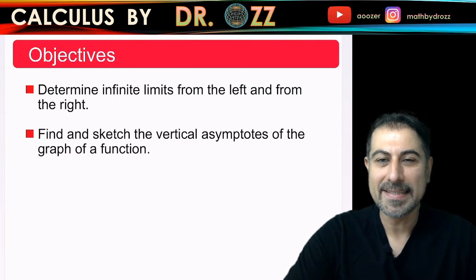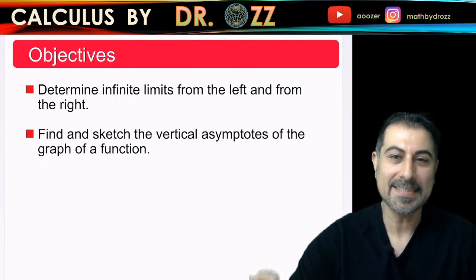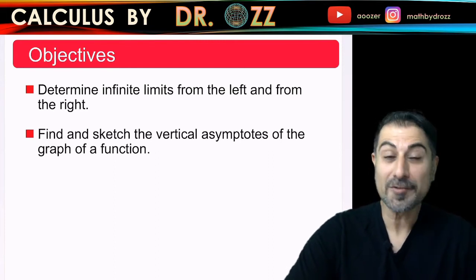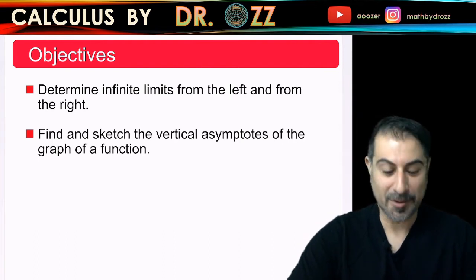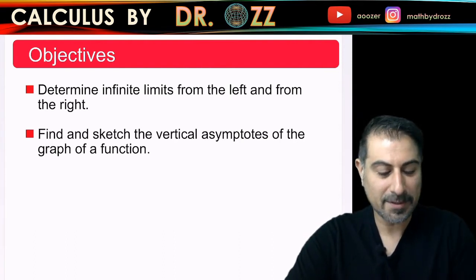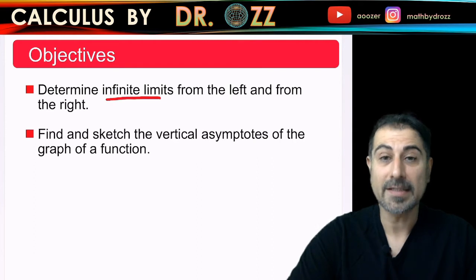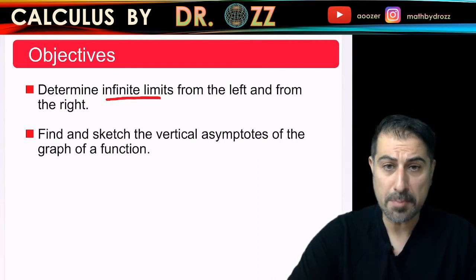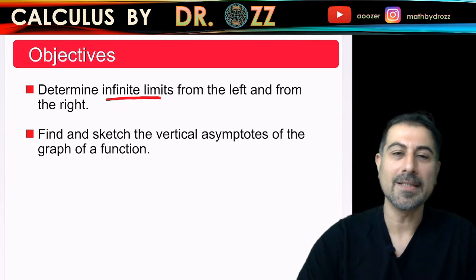Hello, welcome back. In this video, we're going to go over the second course learning objective, which is finding and sketching the vertical asymptotes of the graph of a function. And we're going to use the skills from the first course learning objective, which is all about finding and determining infinite limits from the left and right. So this is going to be the major input for vertical asymptotes. All right, let's hit the road.